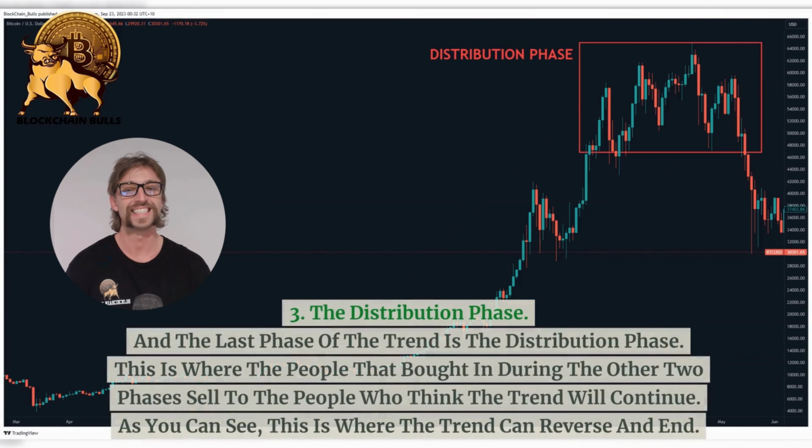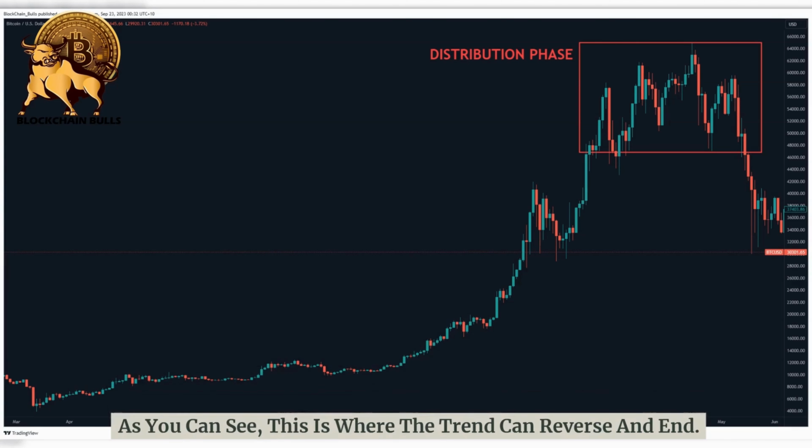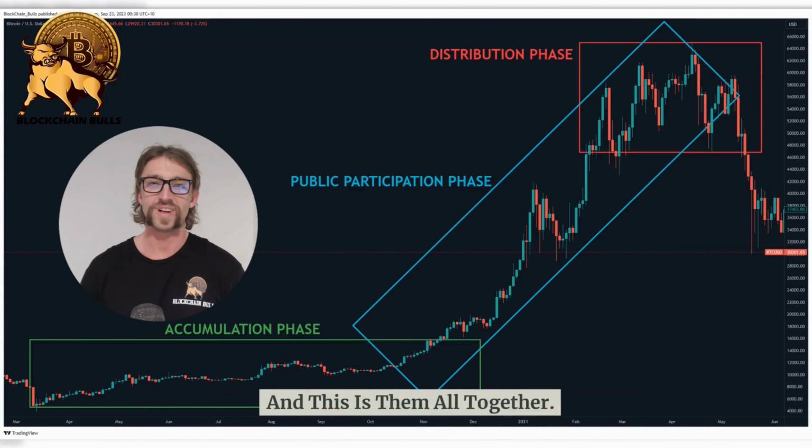3. The distribution phase. And the last phase of the trend is the distribution phase. This is where people that bought in during the other two phases sell to the people that think the trend will continue. And as you can see, this is where the trend can reverse and end. And this is them all together.